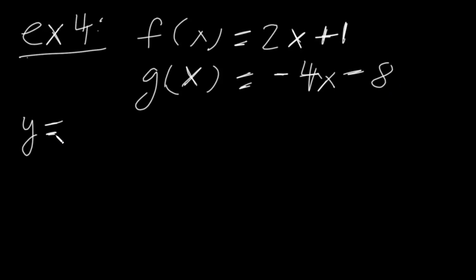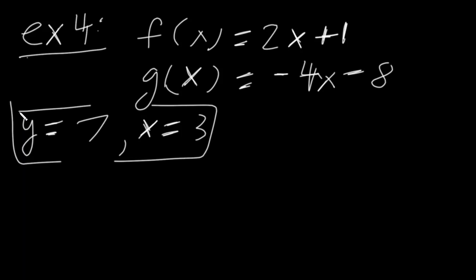Let's say I'm asking you which one of these functions will give us a y equals, I don't know, 7, when x equals 3. So here's my question. Which function, f of x or g of x, will give me a y of 7 when x equals 3? And just remember, y is another way to write f of x or g of x.